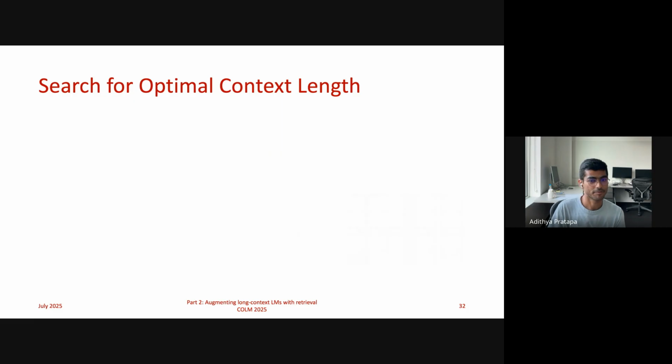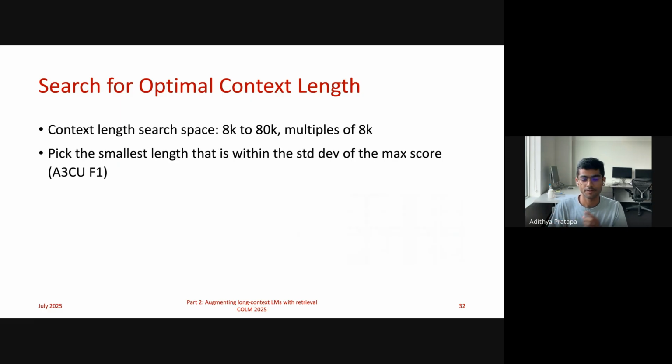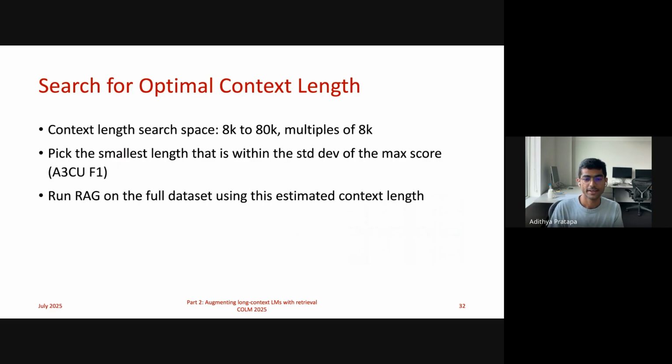And once we have the silver references, we search a space of context windows all the way from 8K to 80K in multiples of 8K. And then we pick the smallest length that gives a score within the standard deviation of the max. The reason we pick the smallest is we want the system to be as efficient as possible. And we finally run the full RAG on the full data set.